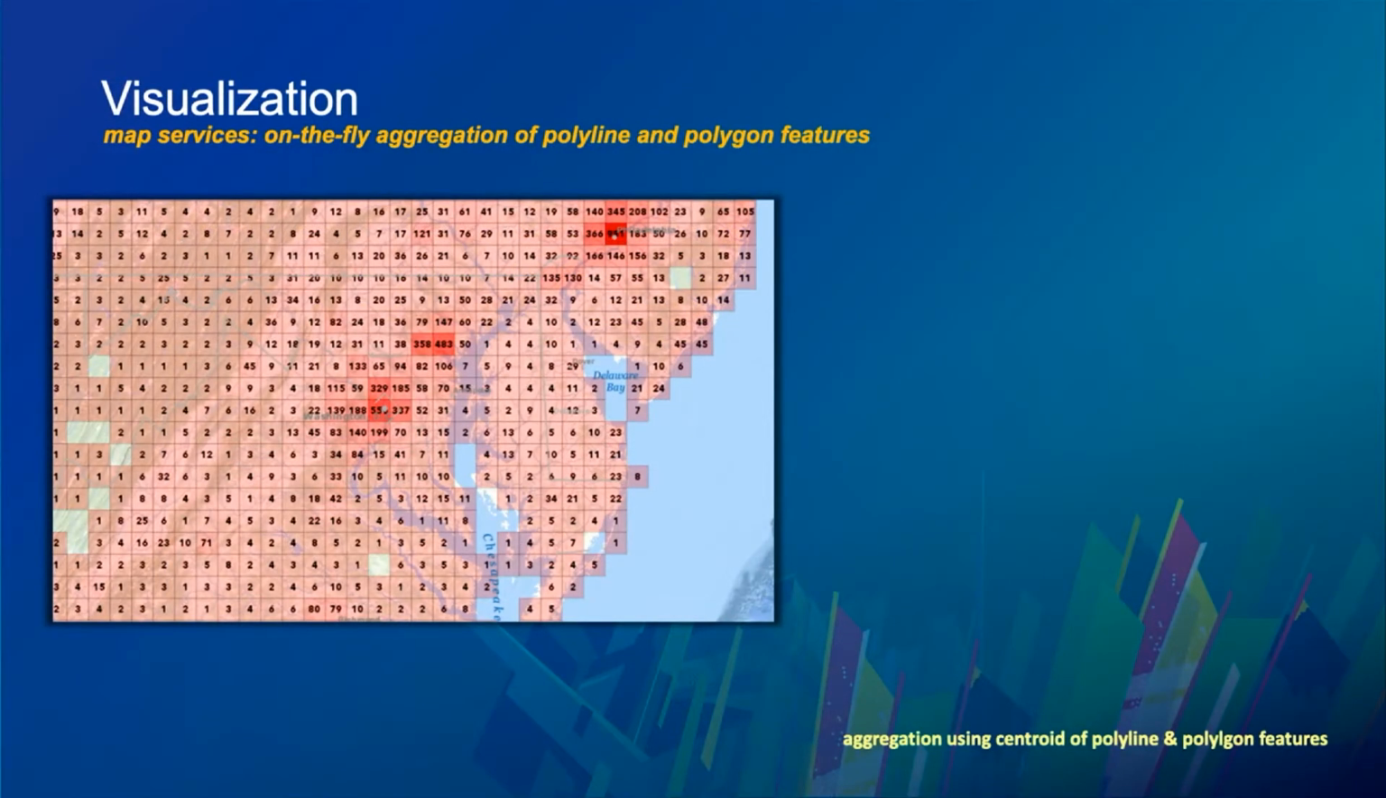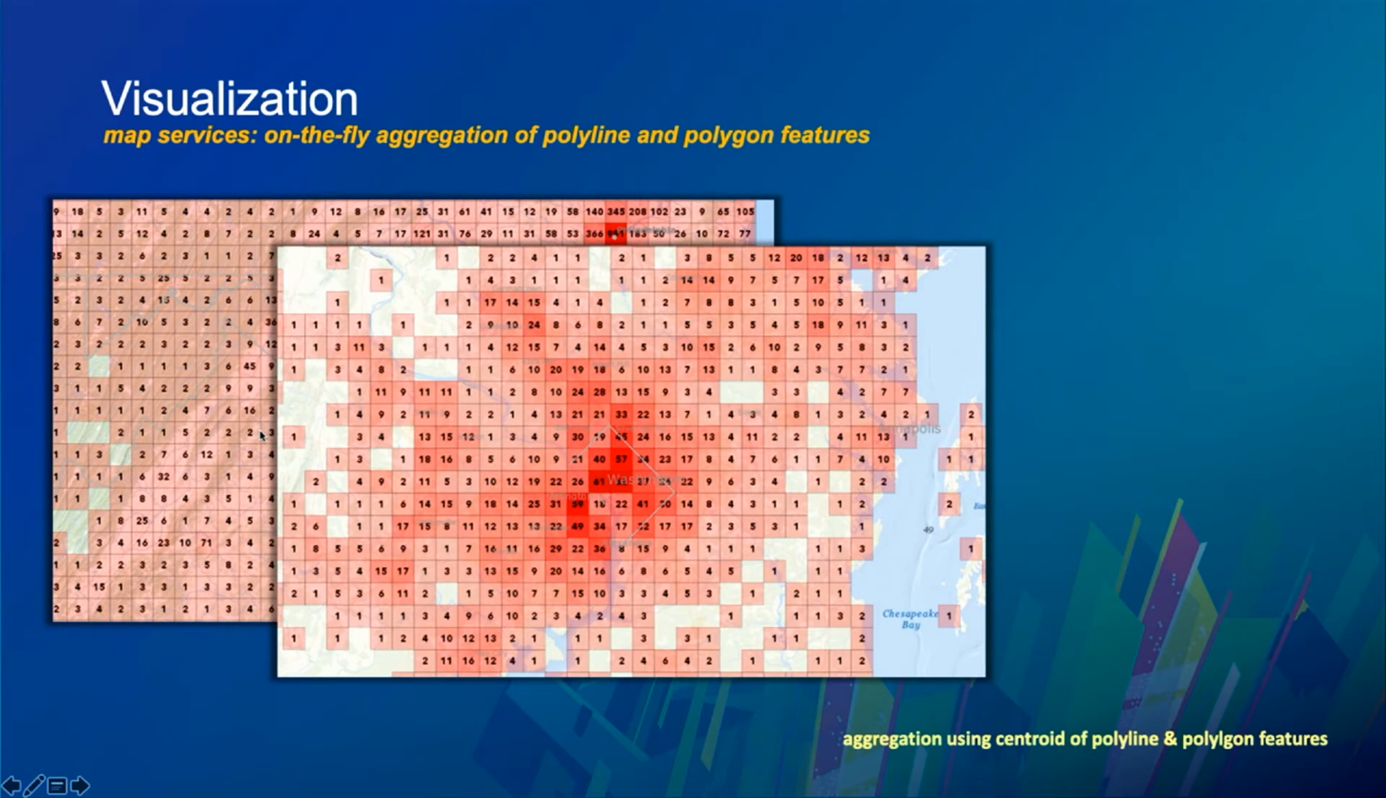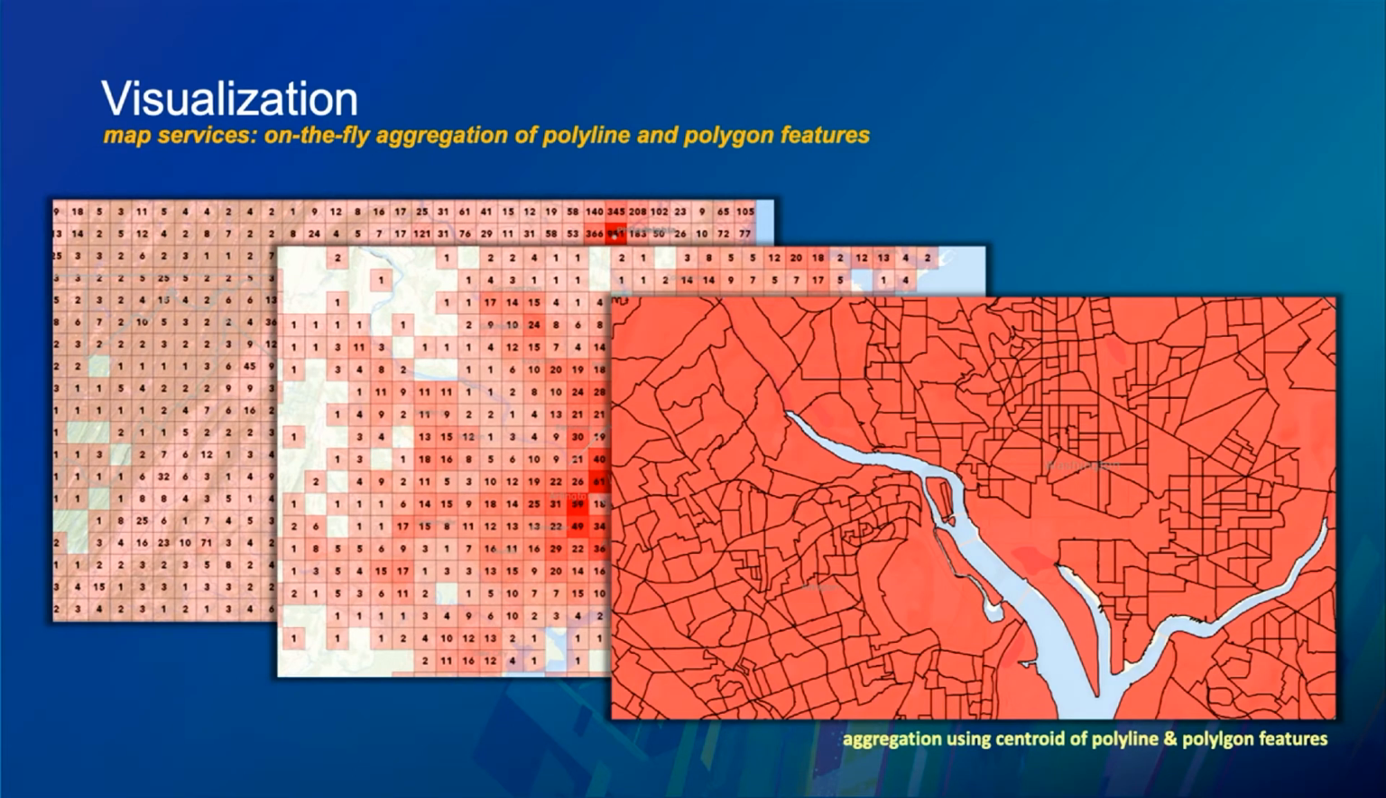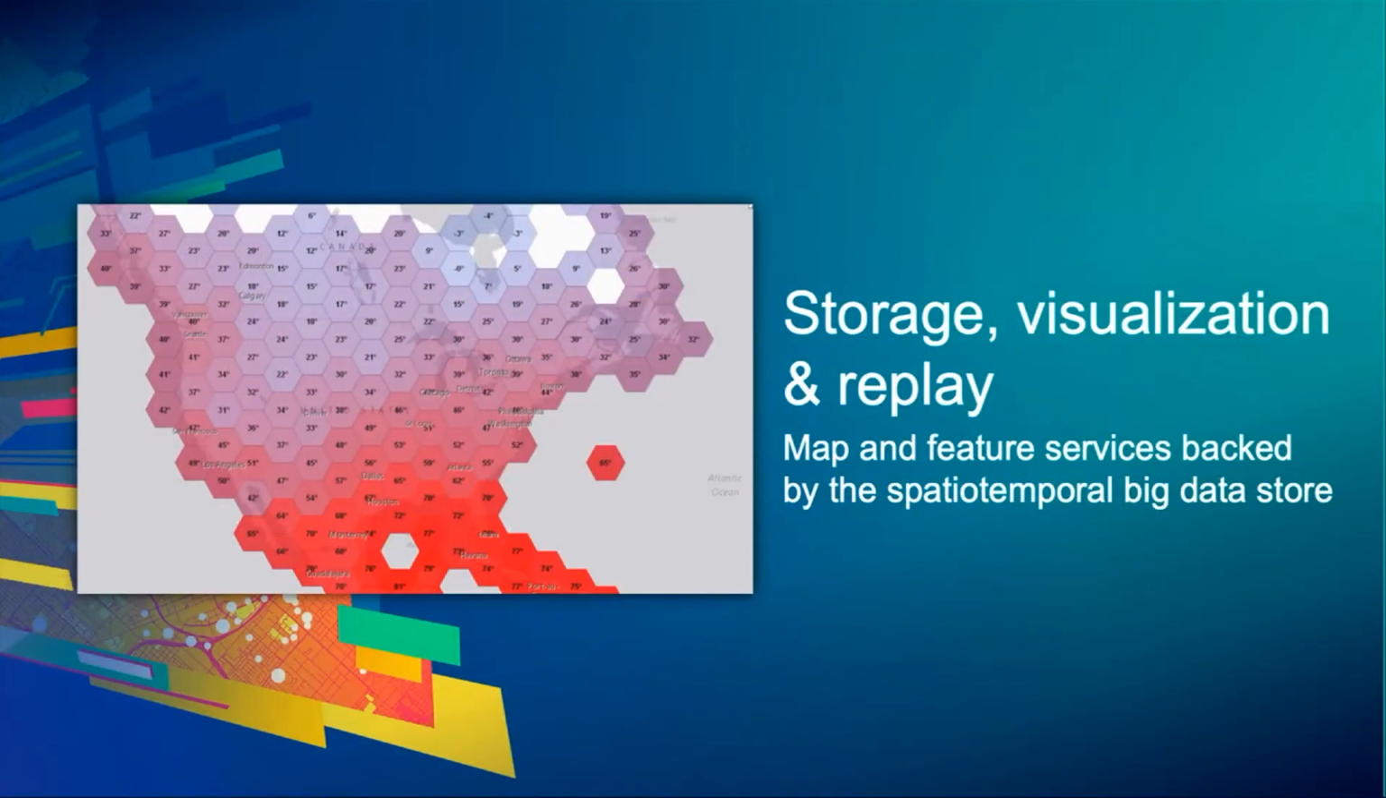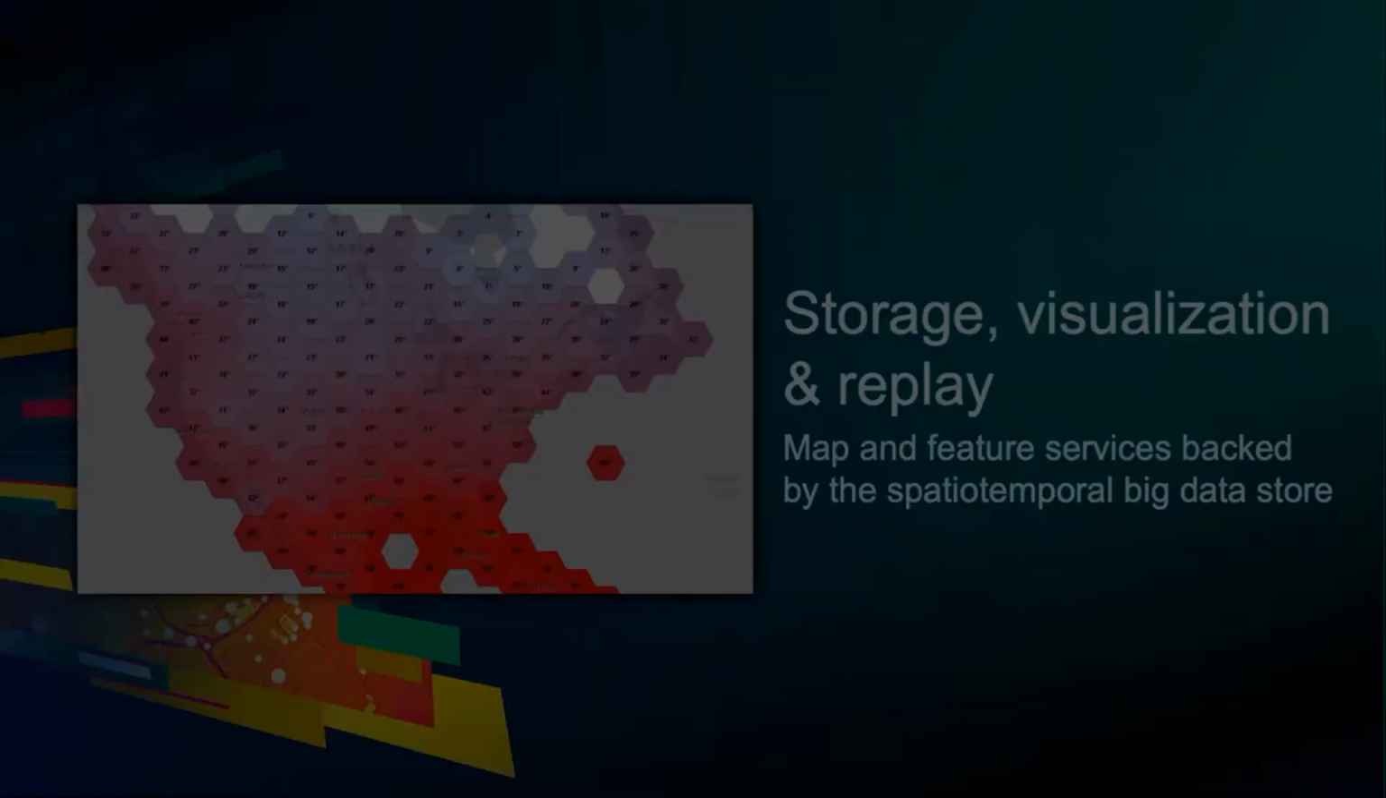So far we covered point aggregation. We also support polyline and polygon aggregation. This one is a square aggregation based on polygon features. For polygon and polyline, the aggregation is calculated based on the centroid of each feature. Here you can see as we zoom in, it shows the polygon features. Next we're going to give a demo to see how the different aggregations work.